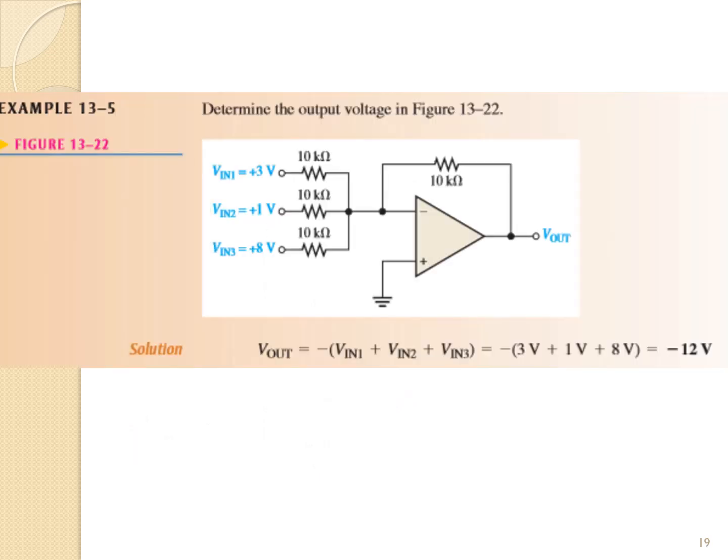Example. Determine the output voltage in the figure. Given V in 1 is equal to 3 volt, V in 2 equal to 1 volt, and V in 3 equal to 8 volt. All resistors are similar, which is 10K. Therefore, V out is equal to negative V in 1 plus V in 2 plus V in 3, and V out is equal to negative 12 volt.